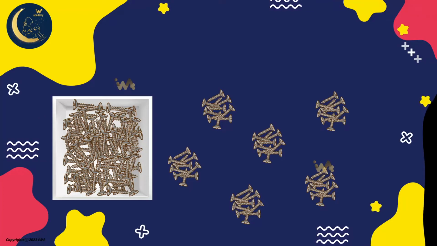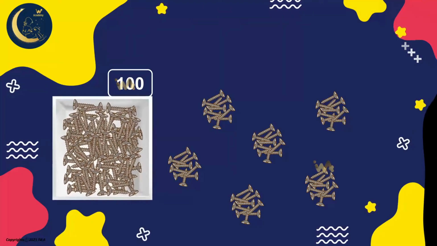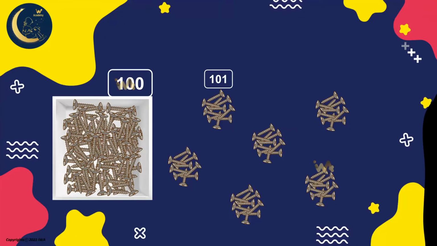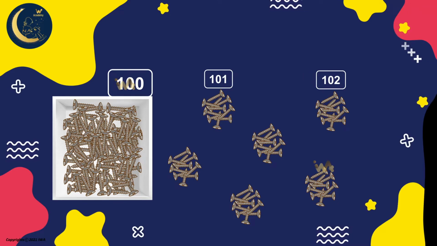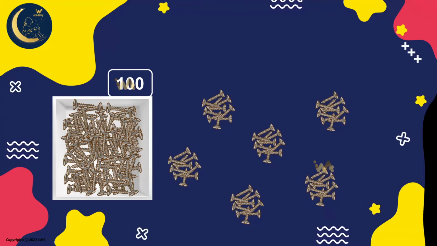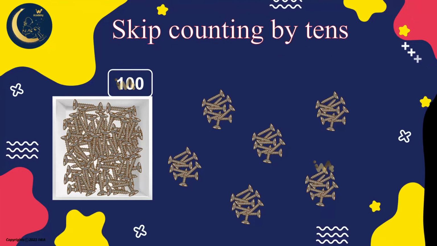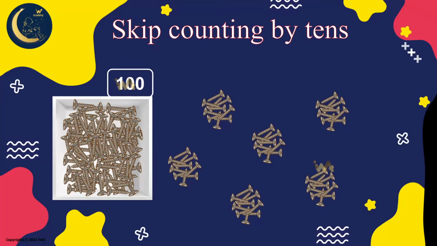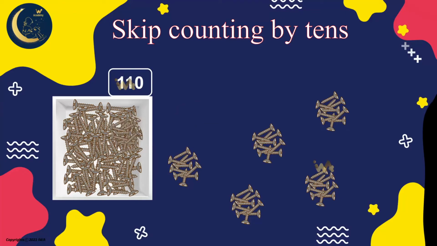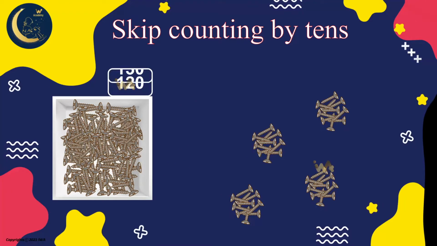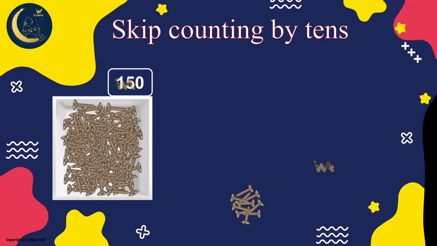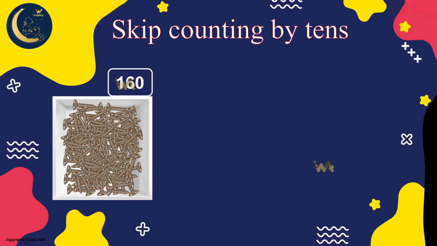Look at all these nails. We want to know their amount. There are 100 nails in this box. To count the rest, should we continue counting by ones and say 101, 102, and so on? Or is there an easier way? Look, each group of these consists of 10 nails. And to make counting easier, we will skip count by tens. Let's count together. Here, there are 100. And when you add this group, it becomes 110, then 120, 130, 140, 150, and finally 160. So we have 160 nails.